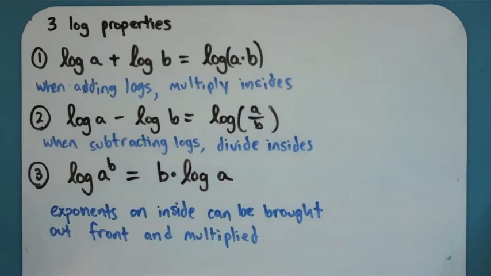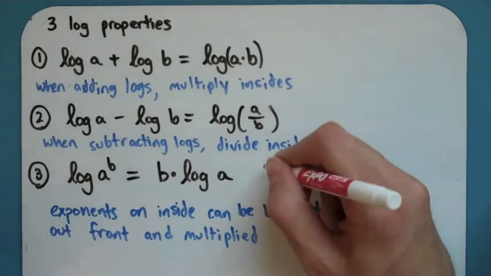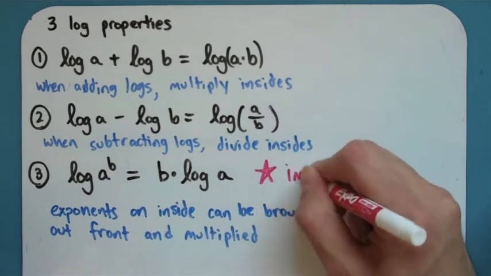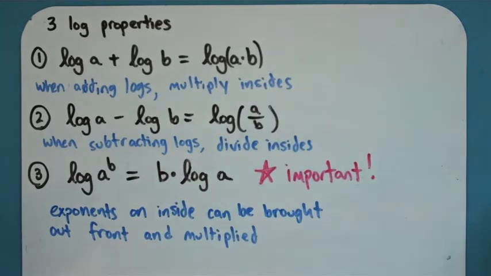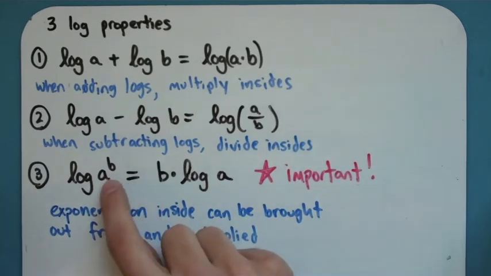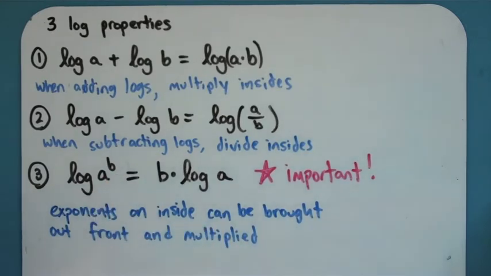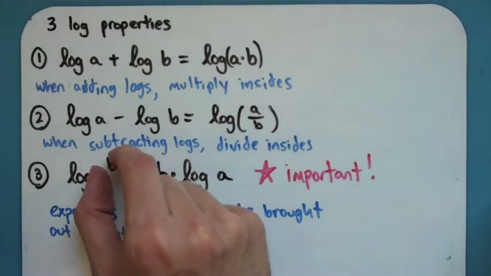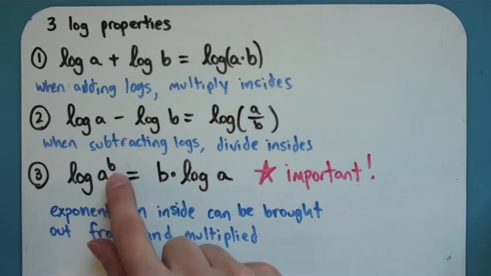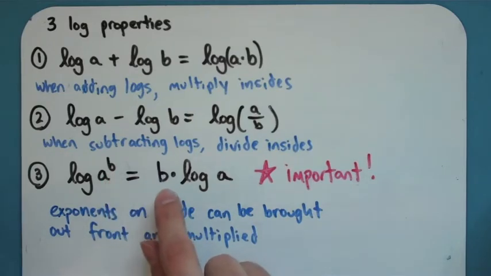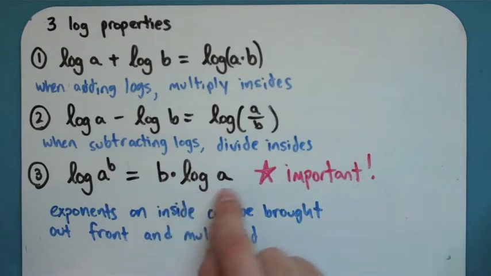Our third property here is by far the most important of the three for our purposes in this class. So I'm going to put a star by this and write down that it's important, because this is going to be the key that lets us solve equations, and we'll see that in the next video. If you're taking the log of something with an exponent, so it's a to the b power that we're taking the log of, we are allowed to take that exponent and basically drag it down out front. So if there was a b in the exponent on the inside, we move it out front. It's the same thing as b times log of a. That is going to be a big deal in our next video.